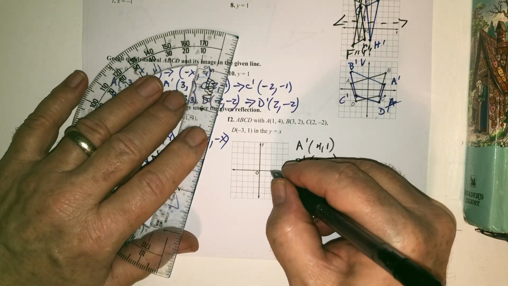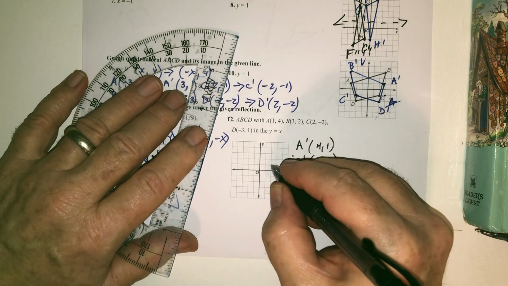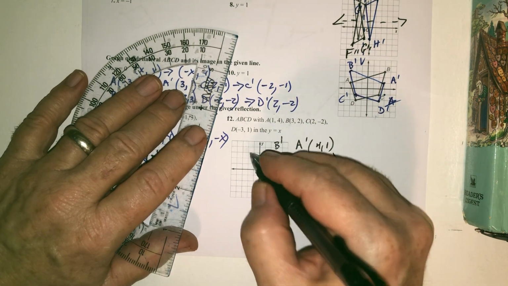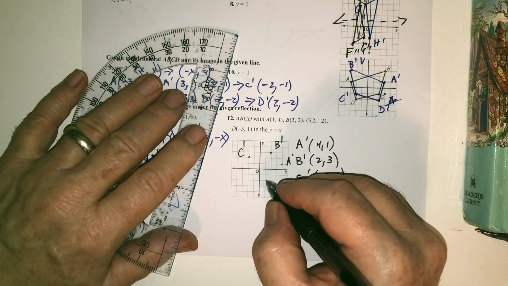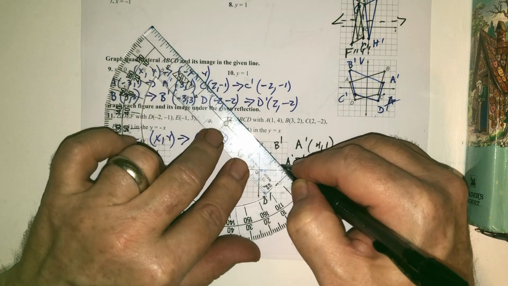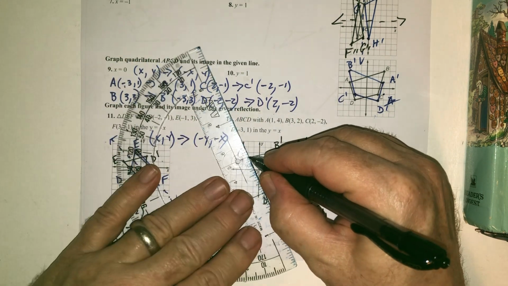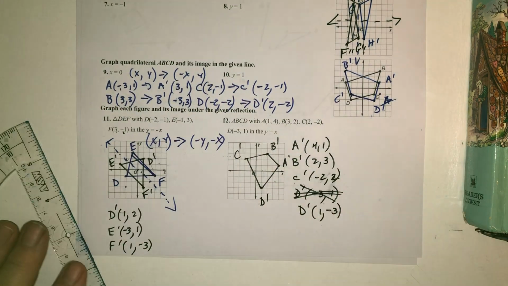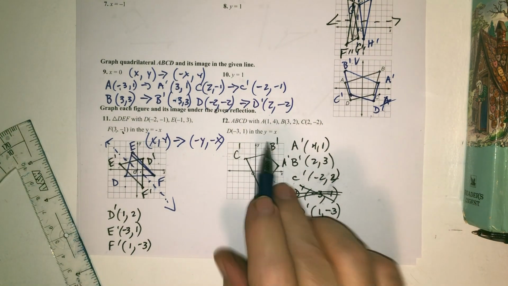So 4, let's see, 2, 4, 1 is point A prime. All right, 2, 3. So 2, 1, 2, 3 is B prime. Okay, negative 2, 2 is C prime. All right, and 1, negative 3, 1, negative 2, 3 is D prime. So then you could connect A prime to B prime, B prime to C prime, C prime to D prime, and then A prime back to D prime. Okay, so there's the reflection about the line y equals x.